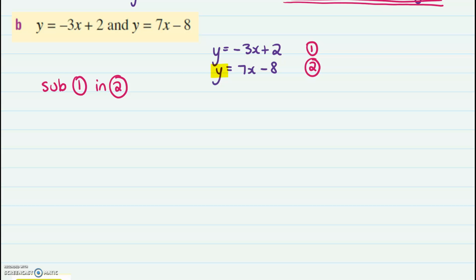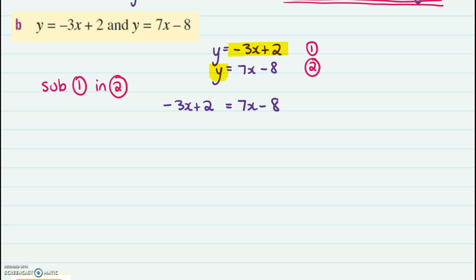So instead of in equation 2 writing y, we know from the first equation it equals negative 3x plus 2. So I put negative 3x plus 2 in for wherever there was a y into the second equation. The rest of equation 2 said 7x minus 8. Now that it only involves x, I can solve for x.